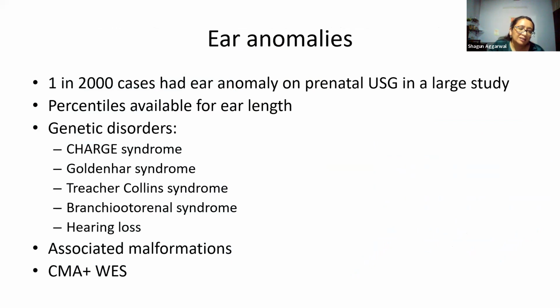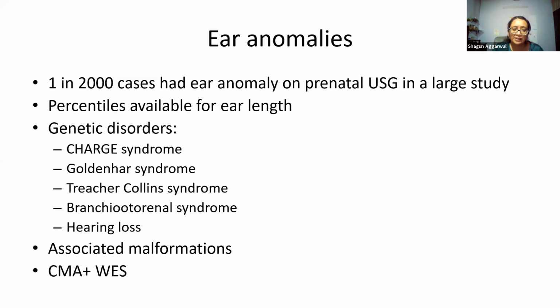Okay, so this is just to bring an end to this part on dysmorphism. We don't really have a case on ear anomaly. But just to put in a word, ear anomalies are again a little difficult to see unless we are looking for them. We do have percentiles available for ear length, and we can pick up microtia, that is, smaller ears.